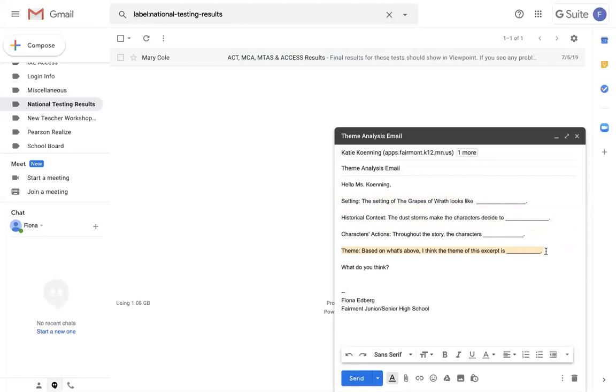And theme is a little bit different than main message. You're not necessarily saying what kind of advice, or what kind of message the story is trying to tell you. It's more what overall idea the story is about. So for an example, a really great theme for The Grapes of Wrath would be survival. This idea of doing whatever it is you need to do to stay alive. That is something that we see these characters doing. So that is an example of theme, and I can kind of get this from what I see happening up here.